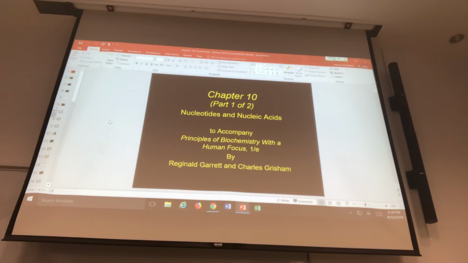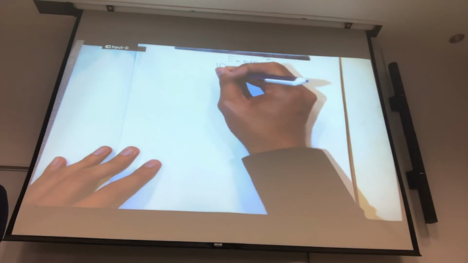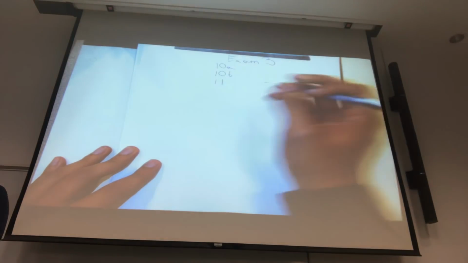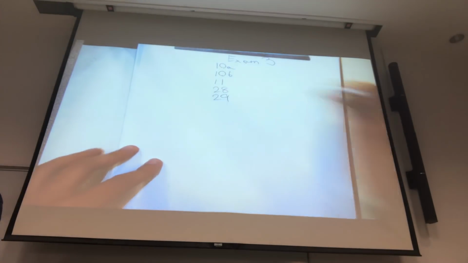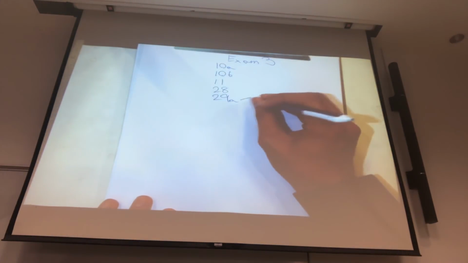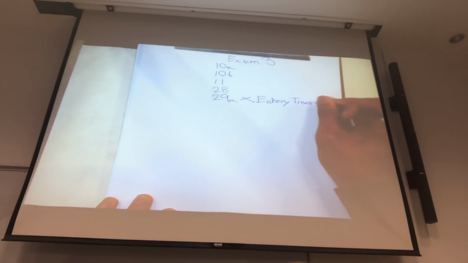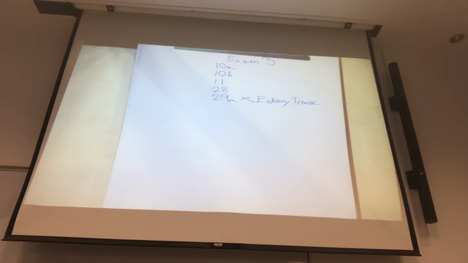Other announcement, if you haven't heard this, 29B, meaning eukaryotic transcription, will not be on exam 3. You're welcome. Exam 3 will only be 10A, 10B, 11, 28, and 29. So, 5 chapters worth. We're studying eukaryotic transcription at the end of 29, the 29B part, so we don't have to know that. Don't worry about eukaryotic transcription.